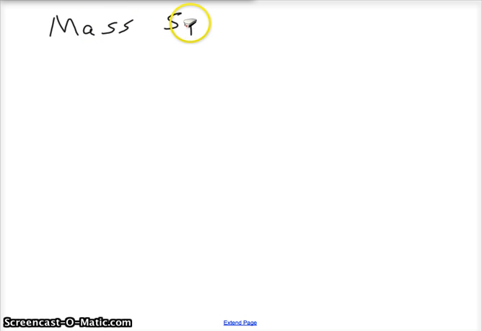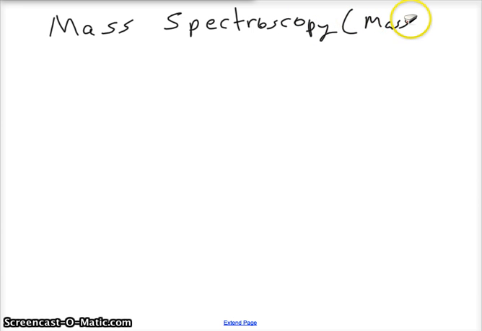So you want to get your notebook out. If you don't have your notebook out, you might want to pause this and grab your notebook. But you're going to take a little bit of notes today. And so what we're doing today is we're looking at mass spectroscopy, or for short, people call it mass spec.